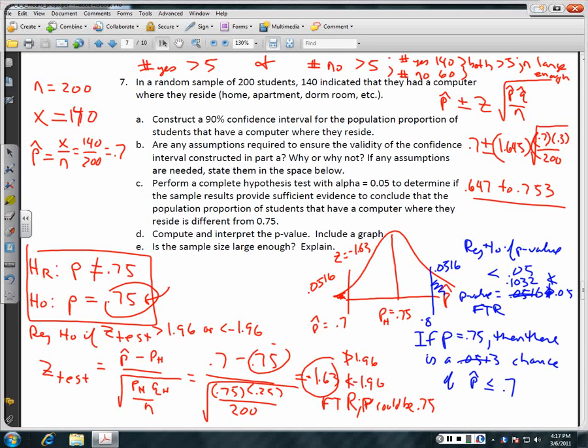And so this is also going to be 0.1032. So if p is equal to 0.75, then there is a 0.1032 chance of getting a p-hat less than or equal to 0.7, or getting a p-hat greater than or equal to 0.8. And that's because it said different from here. Two-tailed test.